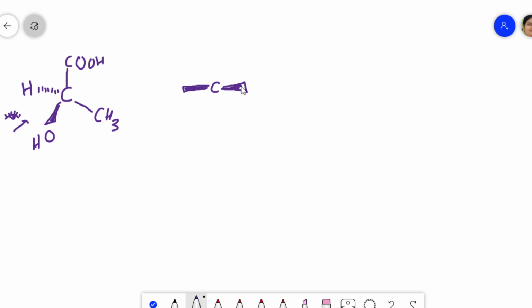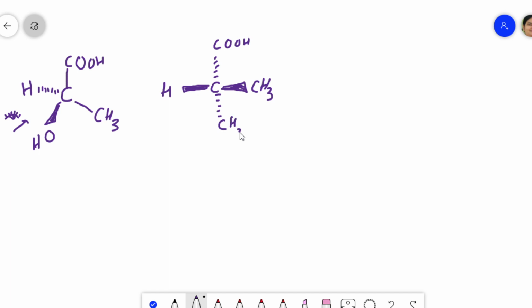So on the left hand side you will get what? Hydrogen. On the right hand side you will get a CH3. Above you will write what? Your COOH. And below you will write what? Below you will write a CH3.